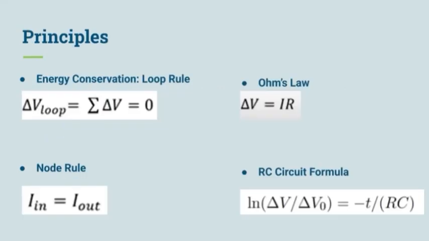Principles used in the first part of the lab include the energy principle, or the loop rule, which states that the sum of the net voltage around a loop is equal to 0. The node rule states that the current in is equal to the current out, and Ohm's law states that the voltage of a circuit is equal to the current times the resistance. For the second part of the lab, a linearization formula is used to calculate the RC time constant.